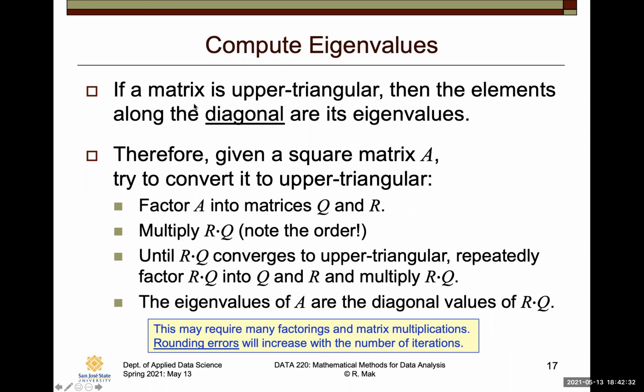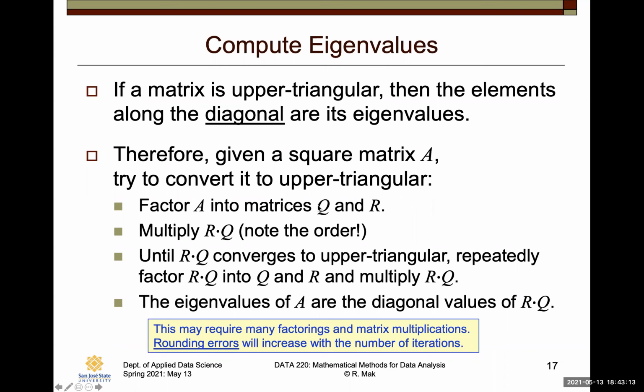Here's the theorem. If you have a matrix and it's upper triangular, then the elements along the diagonal are the eigenvalues. So if you have a 3 by 3 matrix and we convert it into upper triangular, then if you look along the diagonal, there'll be 3 eigenvalues. That's the theory. Given a square matrix, we want to convert it to upper triangular. Here is the procedure.